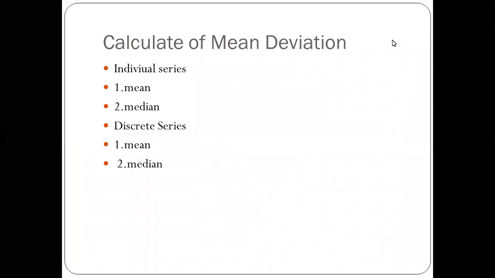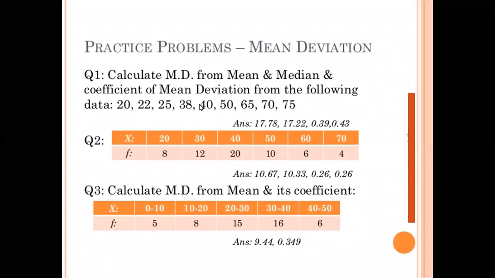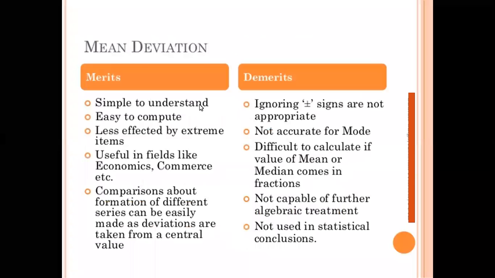So first of all, we calculate the mean deviation from mean for the individual series, and second, the discrete series, as we discussed with the example solved on the blackboard. After this, this is the example. And the last one is mean deviation, its merits and demerits.